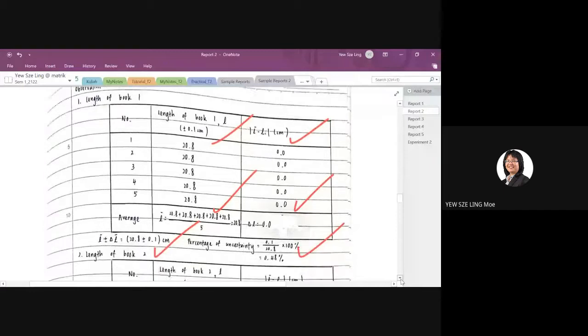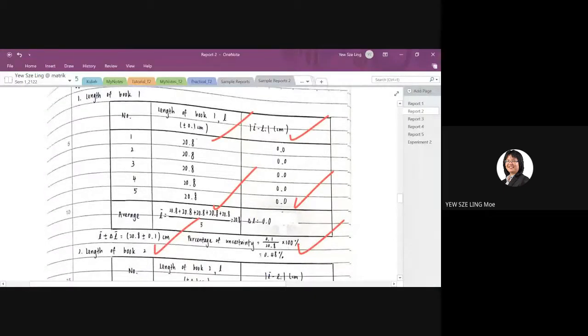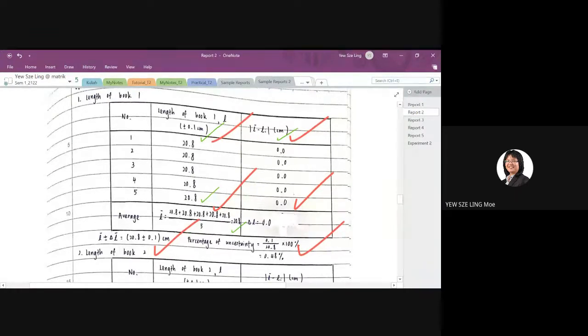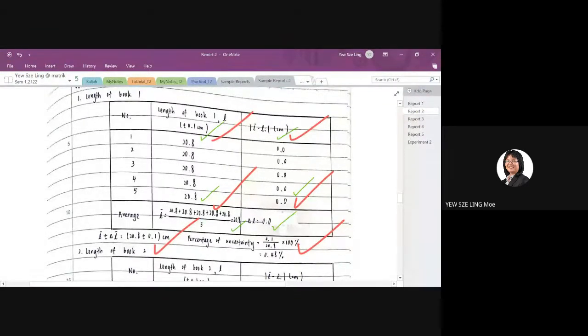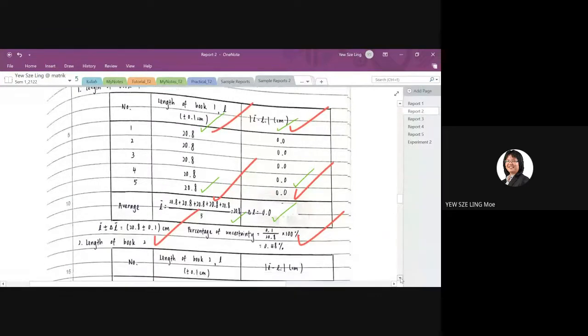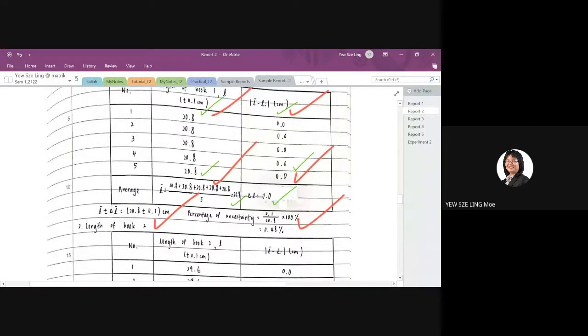So, observations first. It has 0.1 cm uncertainty with the unit, and then a header with cm because this is a calculated value. All values are recorded to 1 decimal place, correct? And then the average value is also to 1 decimal place. So for this one, all 5 of them are 0.0. So the table shows 0.0, that is fine, because I told you, if you got 0.0 in the table, it doesn't matter.